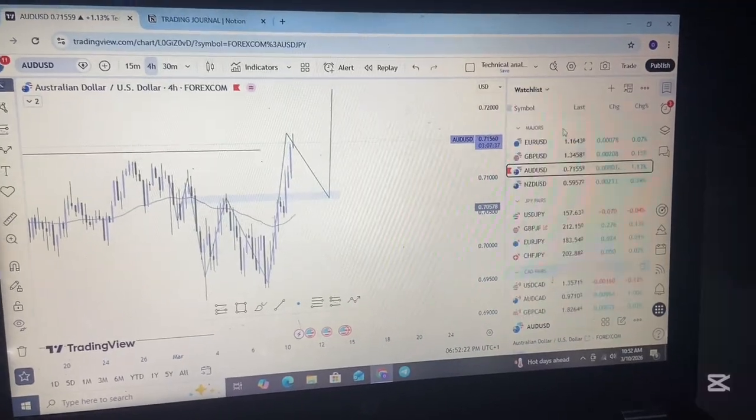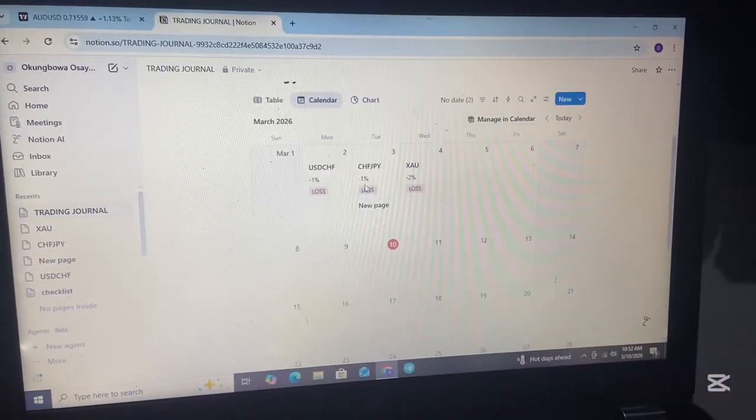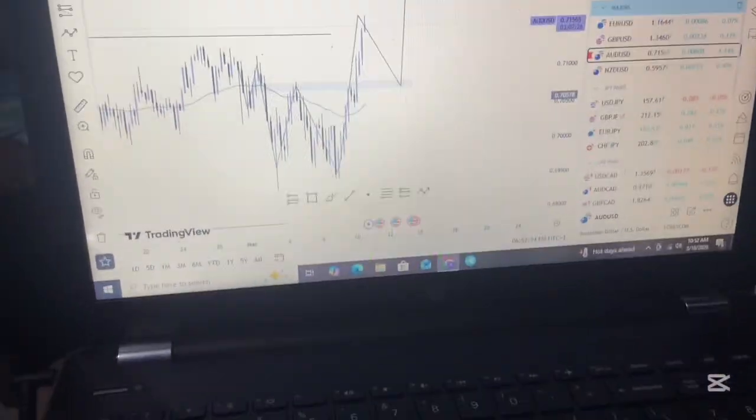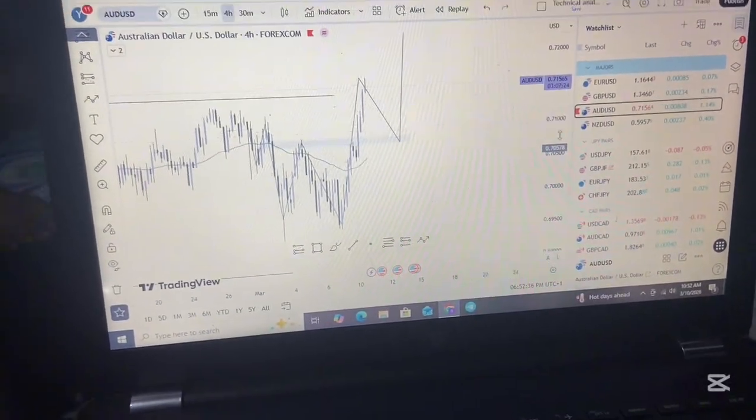I've hit one stop loss for the week. I'll take it to my trading journal. Yeah, I'm going to journal the trade now. So we're in a losing streak. We've lost 4 trades in a row, which is fine. It tends to happen every now and then. We'll bounce back from this losing streak.